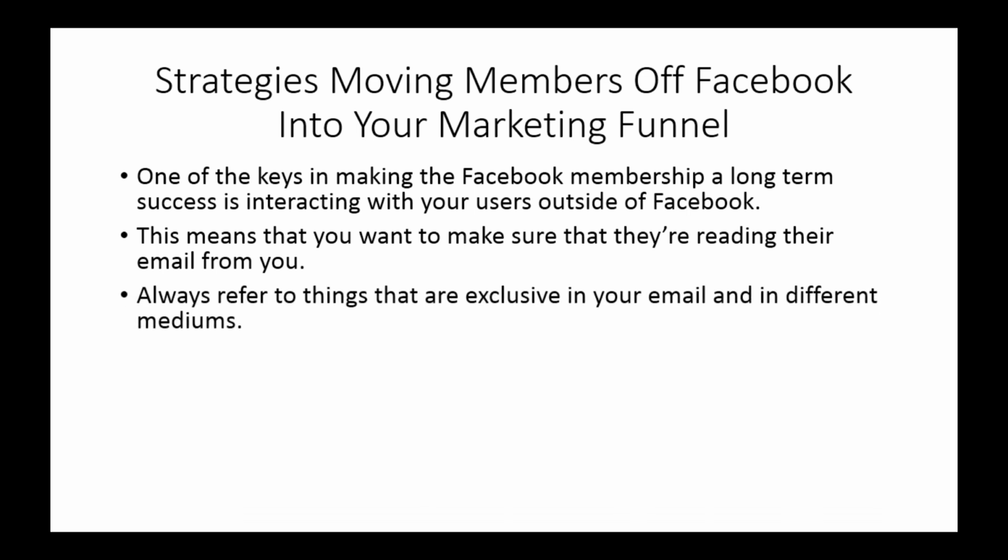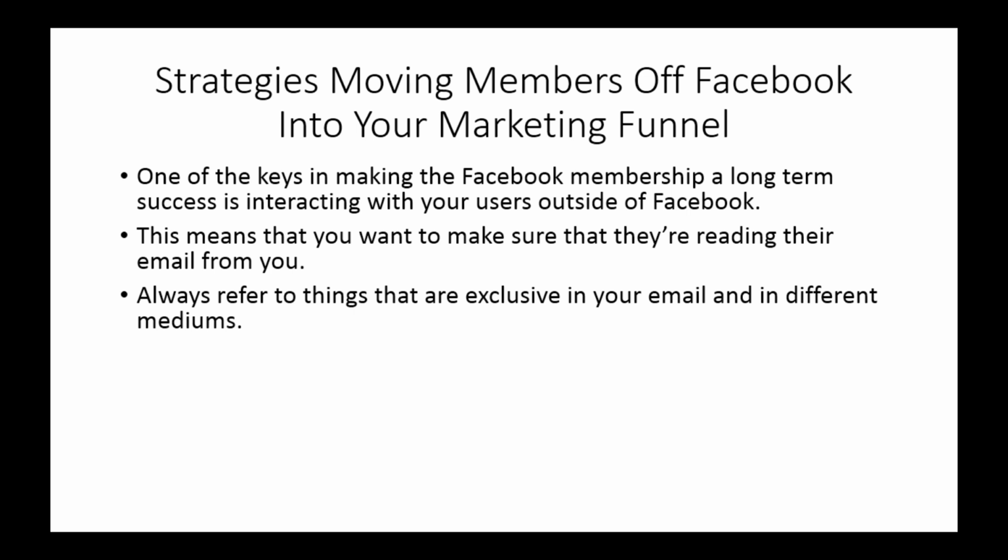Now, one of the ways that you're going to do that is, even while you are having discussions on Facebook, always refer to things that they can only find exclusively in your email and in different mediums. So in other words, you want to talk about some of these things and assume, in your conversation, that they've already gotten it. If they don't have it, you want them to say, well, hey, if you don't have it, all you've got to do is go over to this email address or go over to this website and sign up for the email marketing list, and we'll get that content to you.